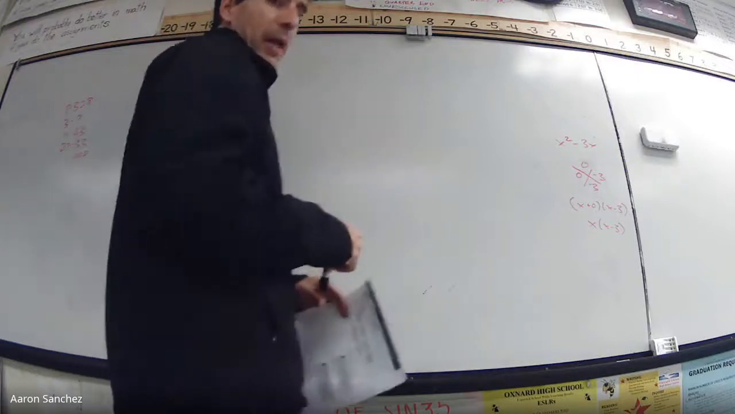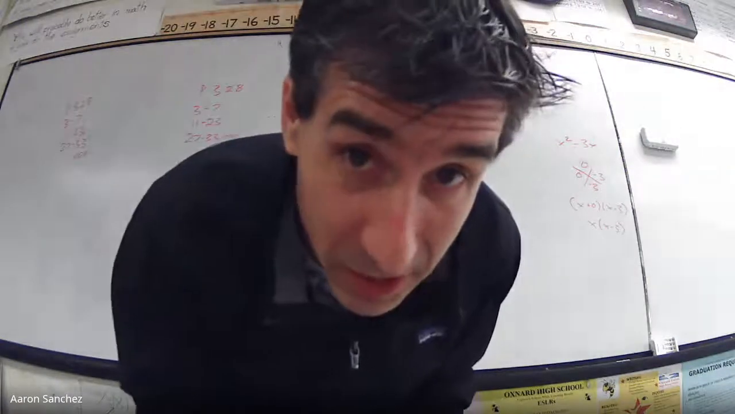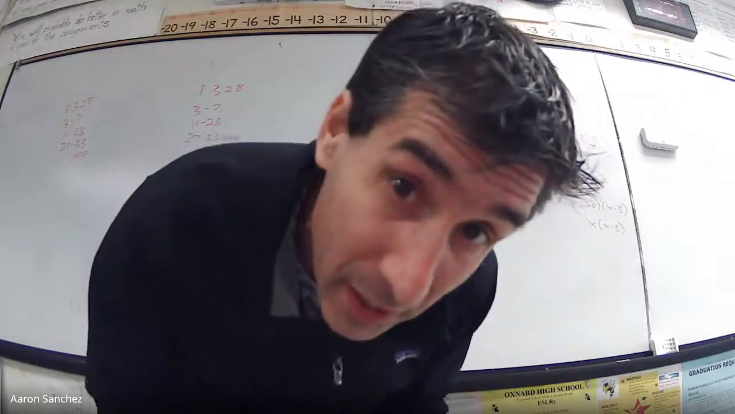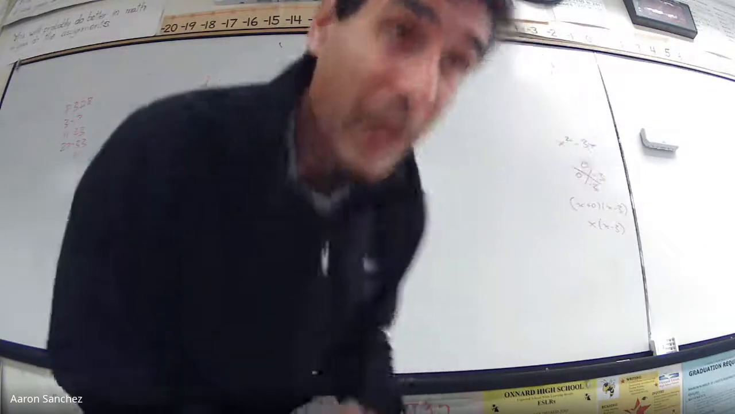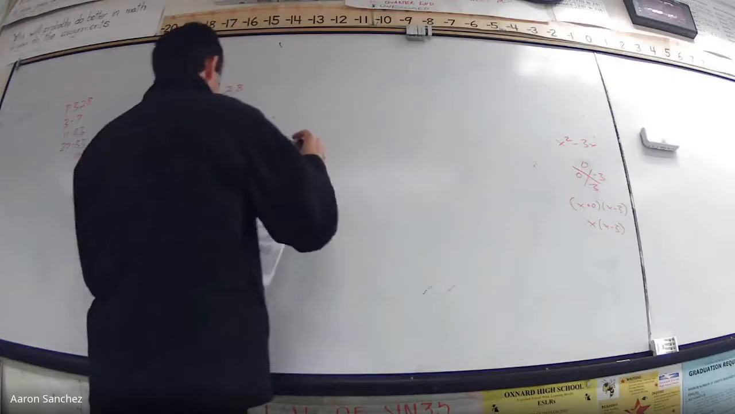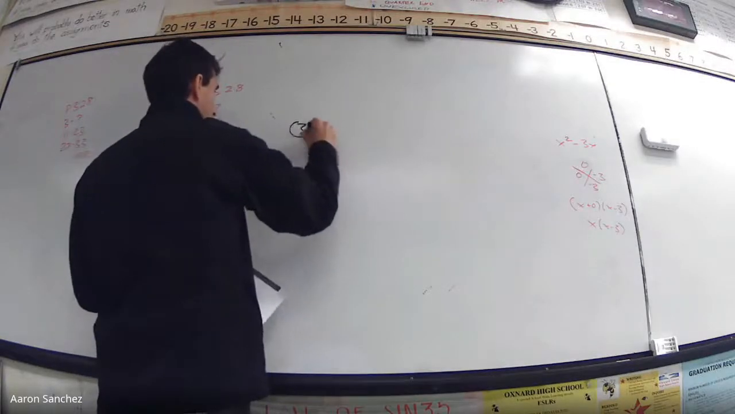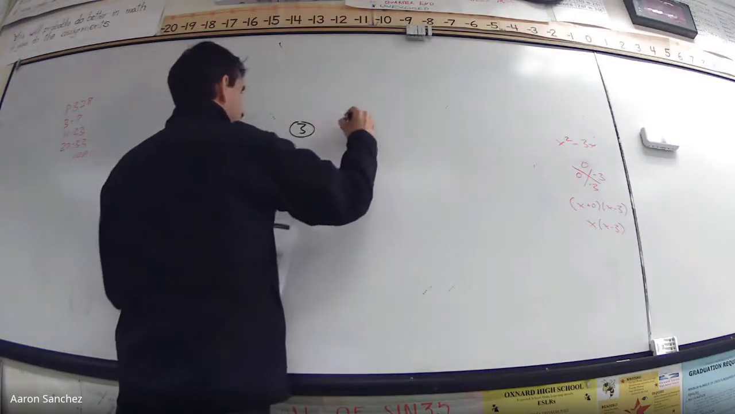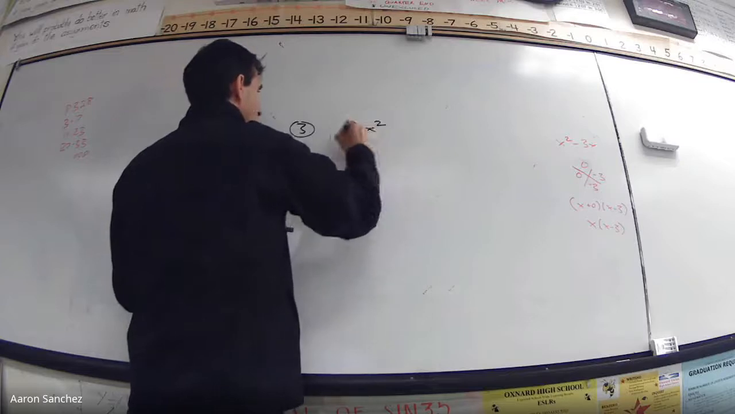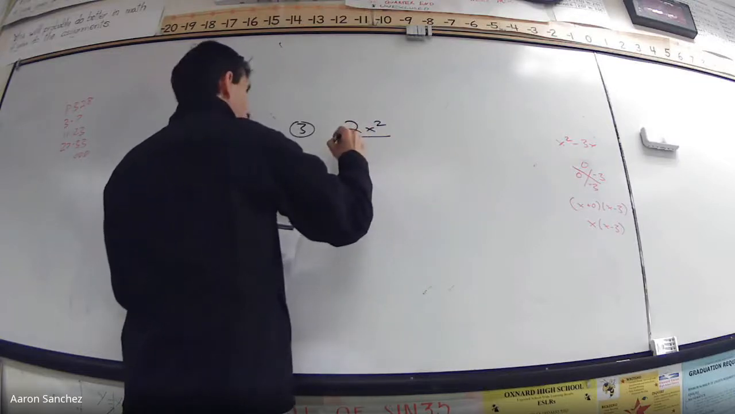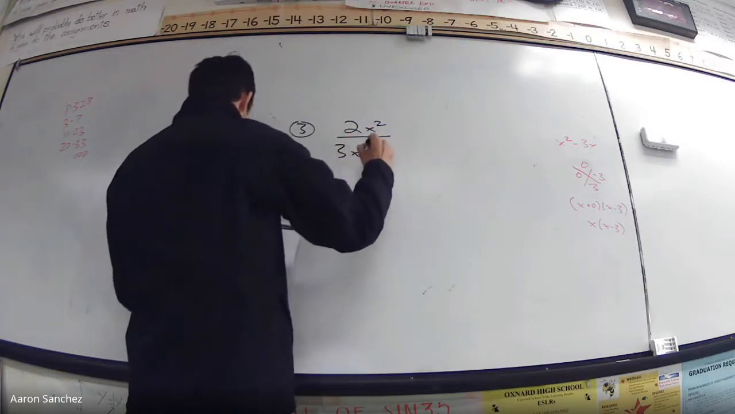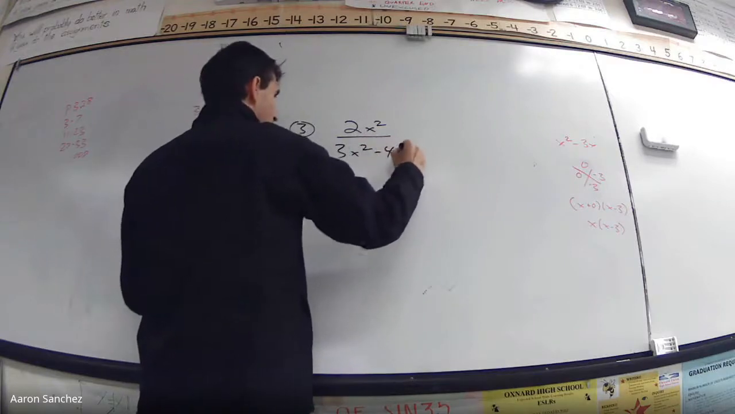Okay, so now we're going to multiply rational expressions. I showed you how to multiply rational numbers. We're going to multiply rational expressions. Here we go, number 3. I have 2x squared all over 3x squared minus 4x.